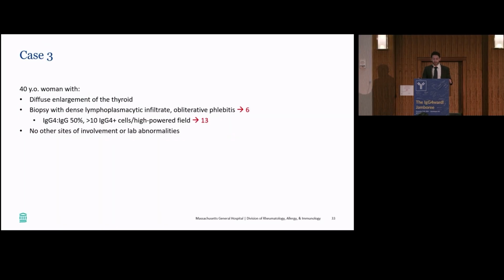But the number of points that she gets is really only from the biopsy, and that biopsy gets her to 19 points. So she comes close, but she does not fulfill classification criteria for IgG4-related disease. But her diagnosis is IgG4-related disease. There's really no doubt about that. So this is just one of the limitations of using classification criteria and why they shouldn't be taken as kind of the gold standard for the diagnosis.